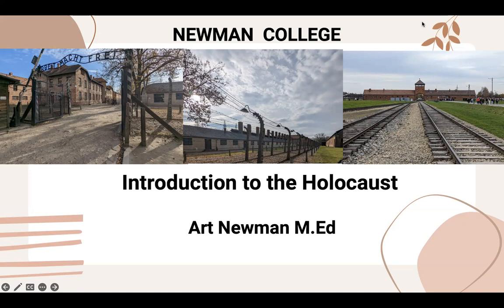The picture on the left is the main gate to Auschwitz I with the words Arbeit macht frei, work makes you free. The middle picture shows the electrified barbed wire that surrounds the camp. And the last picture is the train station entrance for Auschwitz II, where most of the 1.1 million people and victims were murdered.